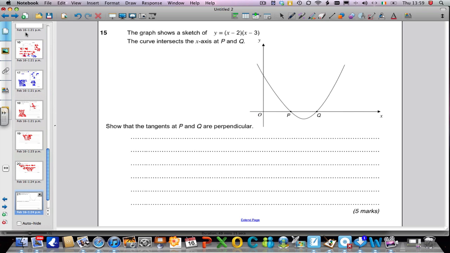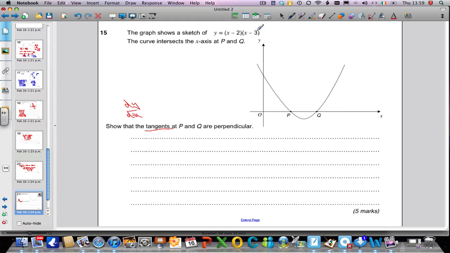Right, question 15. We're asked to show that the tangents at P and Q are perpendicular. There's that word tangent again. It came up in the last video. We should start to think dy/dx. I probably have to do something with the derivative of y with respect to x. Okay, so let's differentiate this.